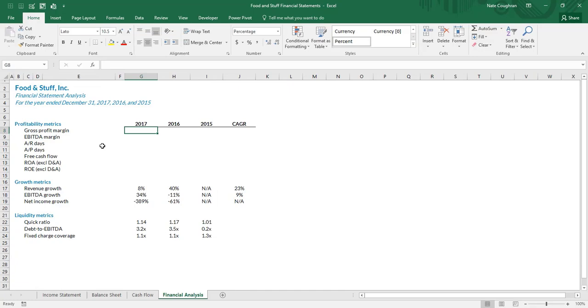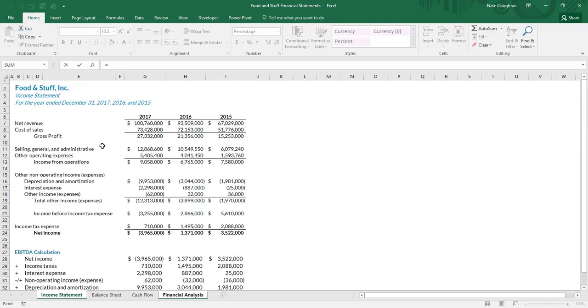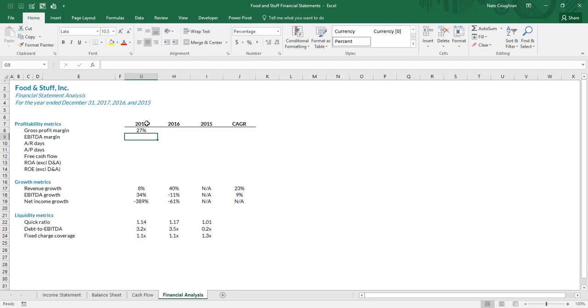So let's go back here to the financial analysis tab. And what we are going to do is do equals for the gross profit margin. I will come over here, select the gross profit, and divide it by the net revenue. Hit enter. And we see that the margin is 27%. So it's not fantastic, but they are a food company, so it kind of makes sense that their margins are lower than like a software company.